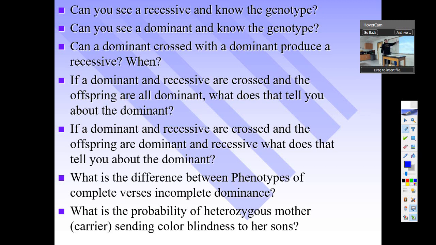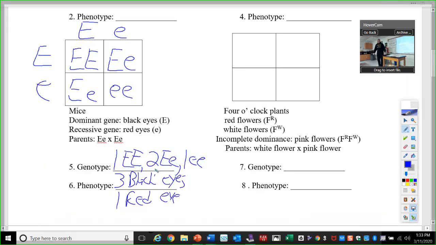Can a dominant crossed with a dominant produce a recessive? Are you sure? Yes, they can when the parents are both heterozygous, right? Isn't this dominant? And would they produce a recessive? They can produce a recessive child if they're heterozygous.